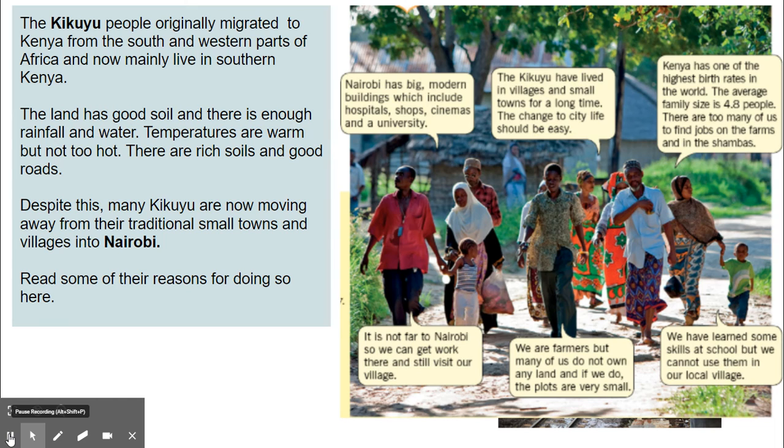Okay, so you've now had some opportunity to look at reasons why people move from countryside into cities, rural to urban migration. And you've also now learned that there are reasons behind this, and we call those reasons push and pull factors.